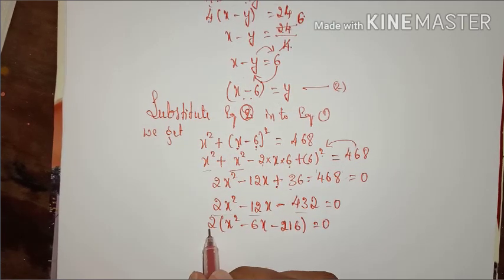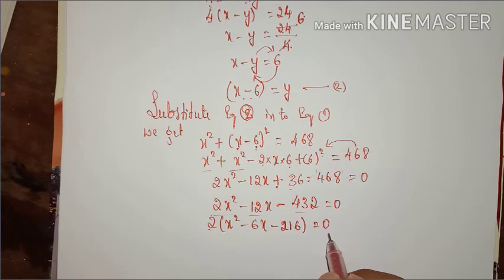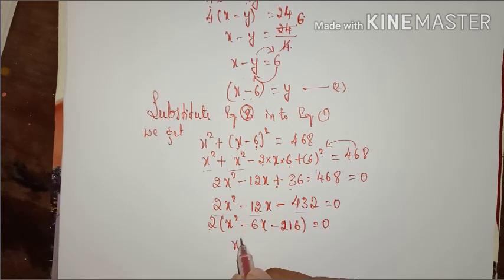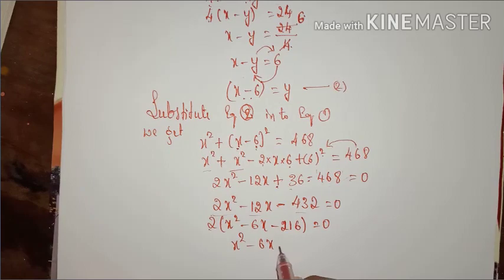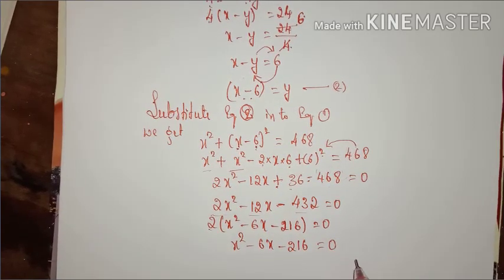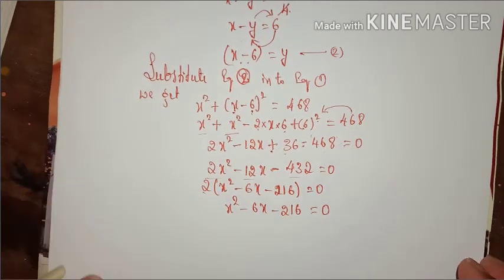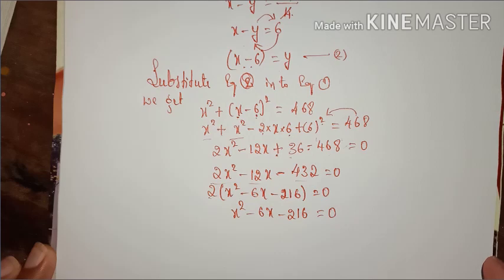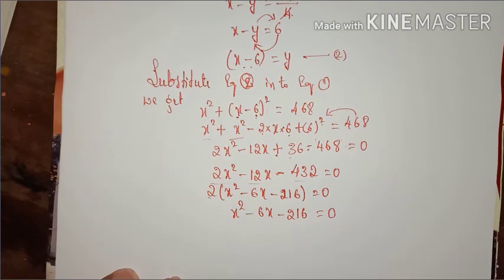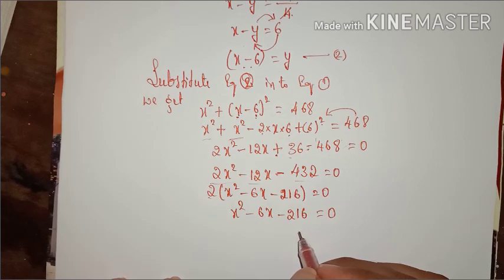So now send this 2 into the right hand side, so it will become 0 by 2. 0 by anything is how much? 0 by anything is 0 itself. Remember that 0 divided by 2 is nothing but 0. But anything by 0 is how much? Yes, infinity. Remember that. So now it looks like a quadratic equation, right?